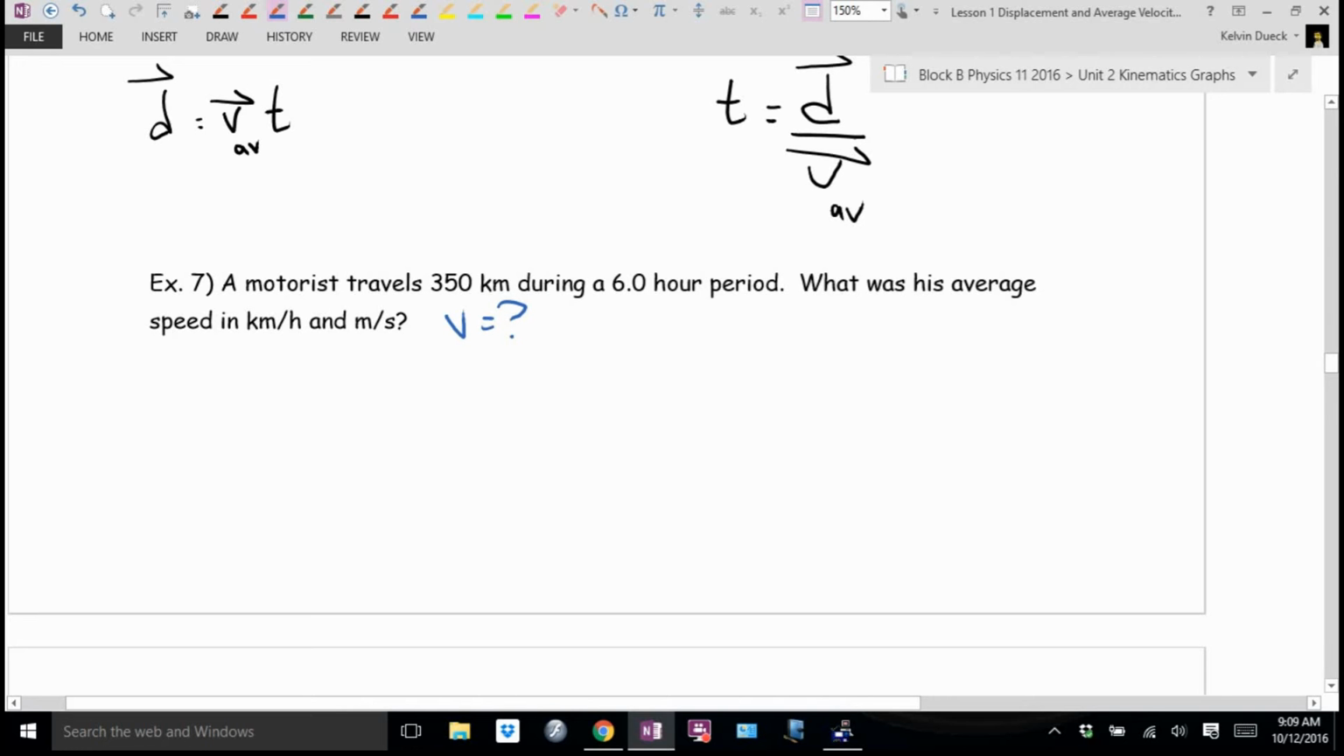I'm going to list my data. What else have they given me? Now I scan the question for numbers. I see a 350. What are the units next to the 350? So what is that 350? I think it's a distance. Now, it's not in my preferred units, but that's okay. I'll muck around with that later.